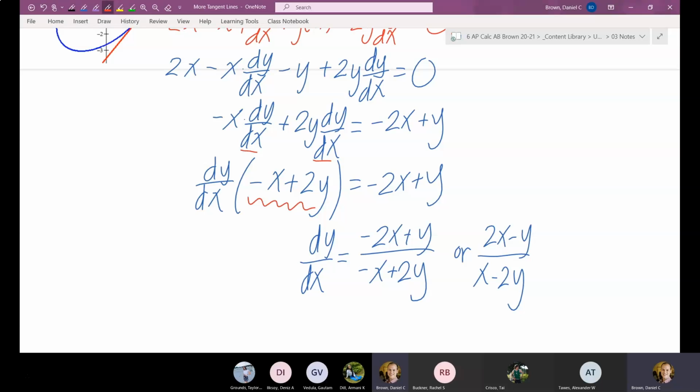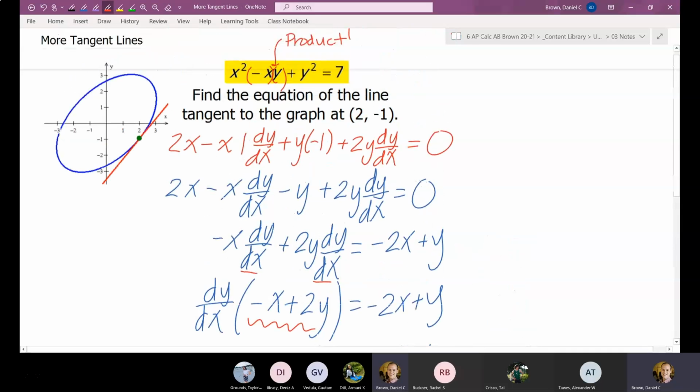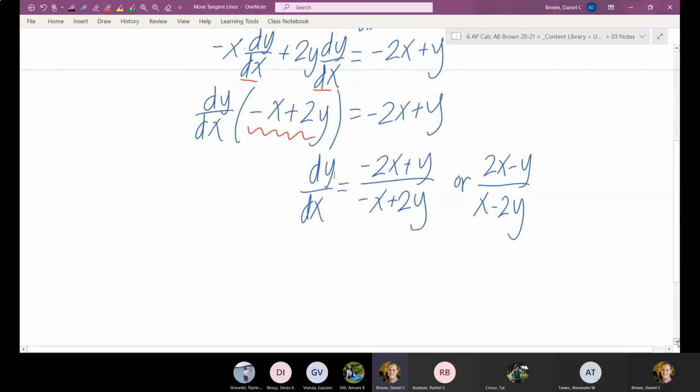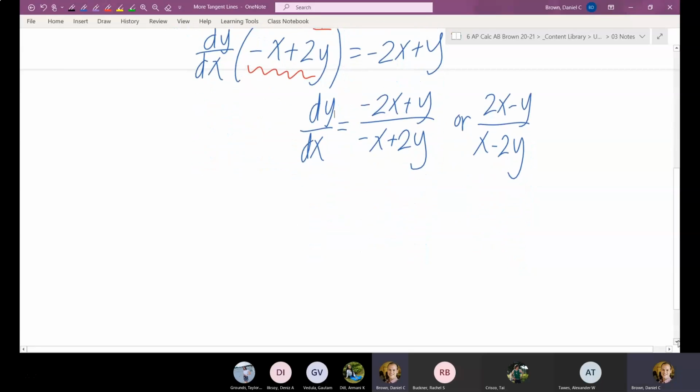So that's the slope, or excuse me, that's the derivative. We're still not done because it did ask us to find the tangent line. We were doing the tangent line at 2 comma negative 1. So from here, now it's the easy part. If I want to find the tangent line at 2 comma negative 1, to write a tangent line, you have to have the point and the slope.